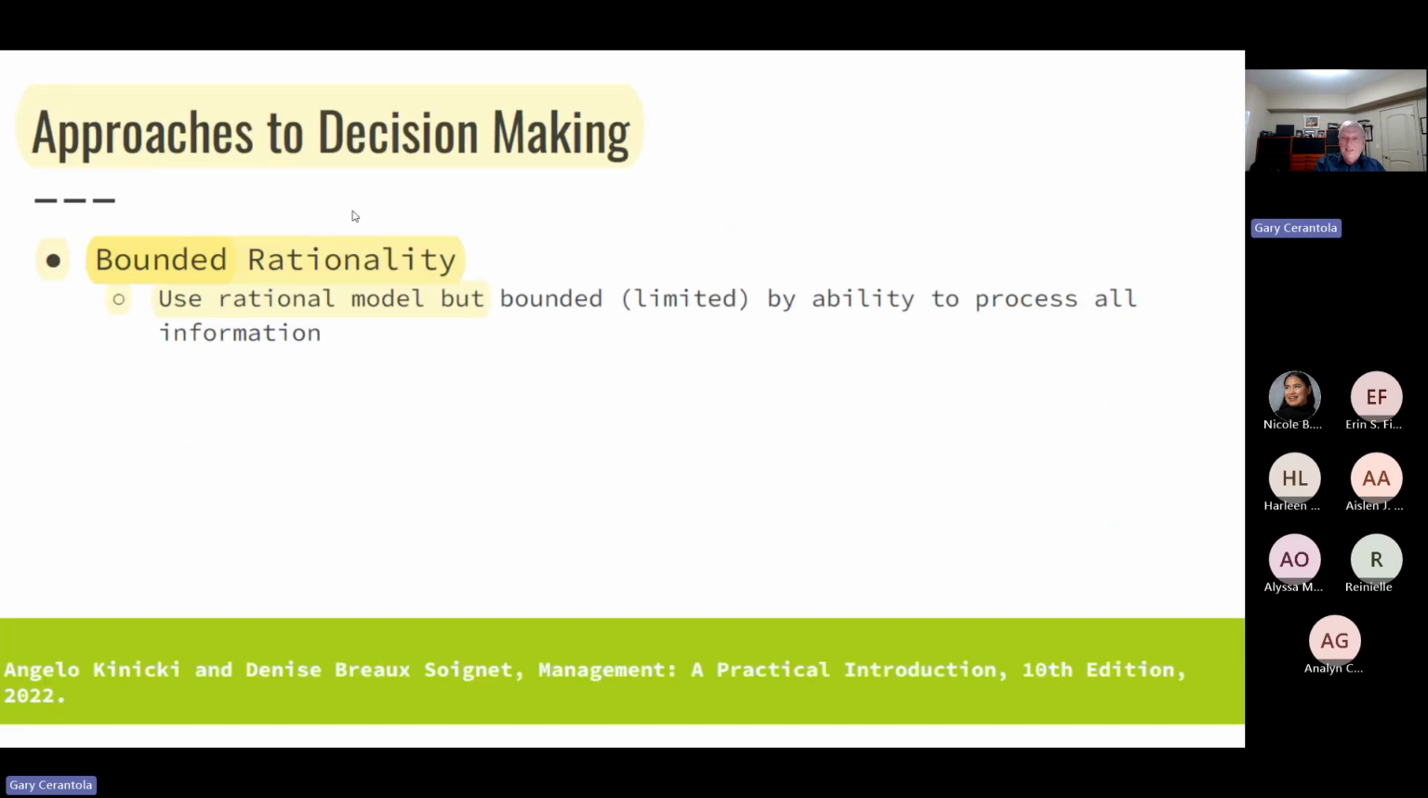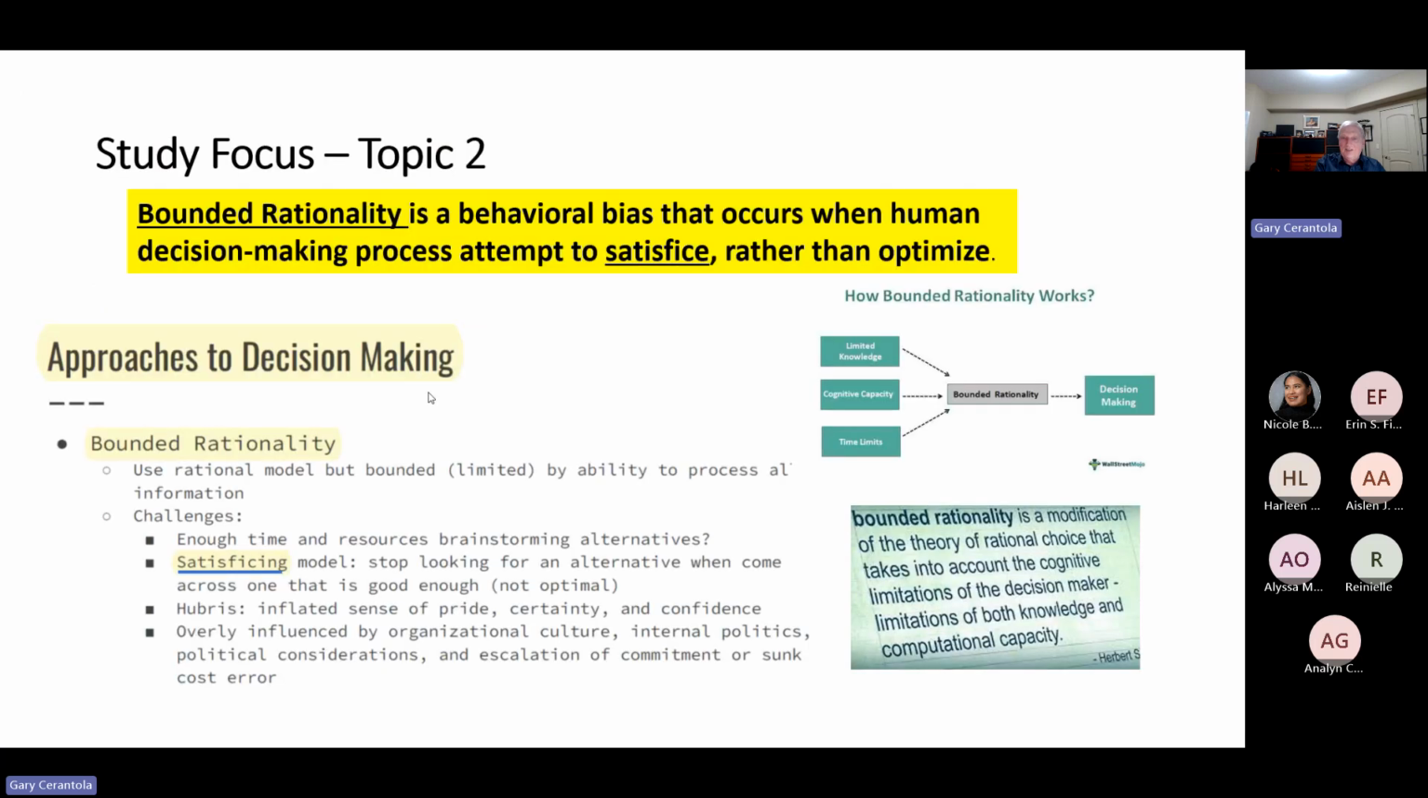Bounded rationality, I talked about that, and you should really understand what that is. And so what is it? It's you need enough time and resources to brainstorm those alternatives. And if you don't, you get into satisficing. This has been highlighted a few times. So it's really important. And so understand what this is. It's a modification of theory of rational choice that takes into account the cognitive limitations of the decision maker.